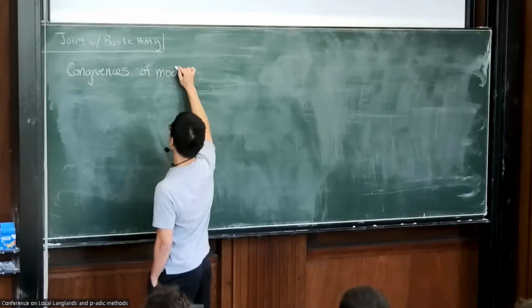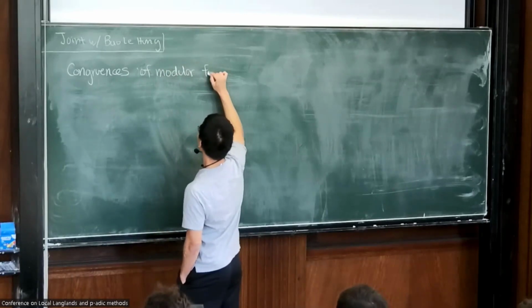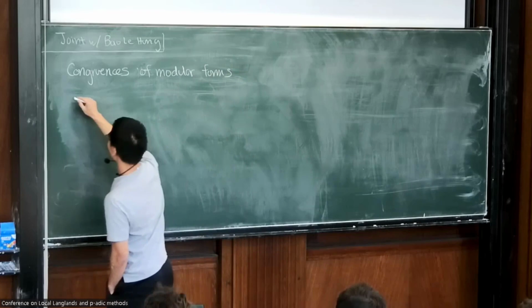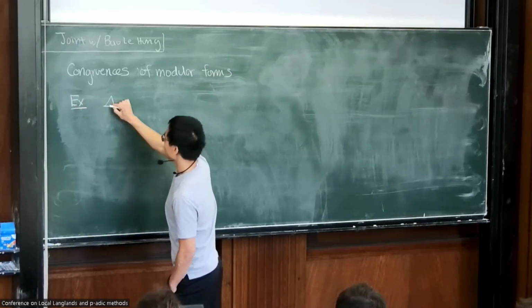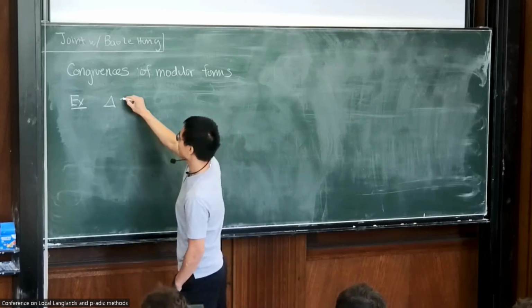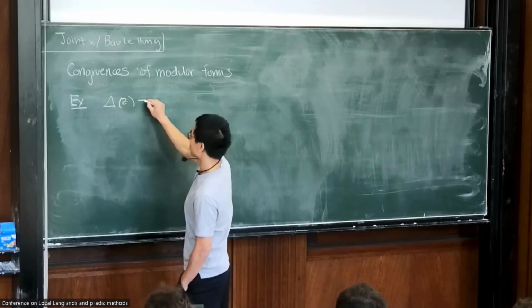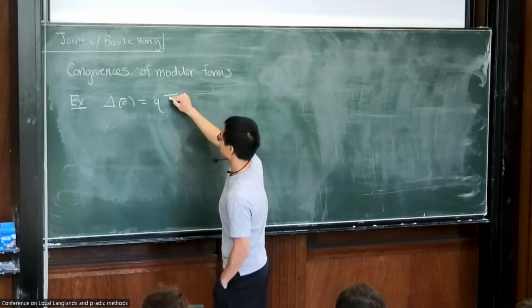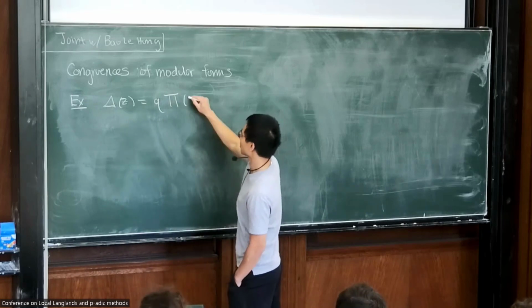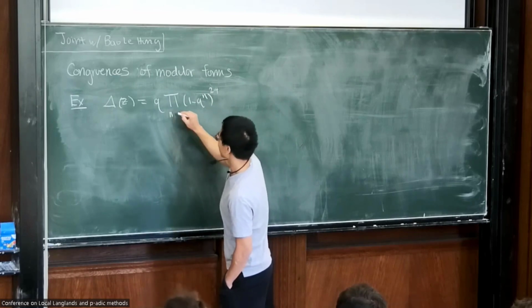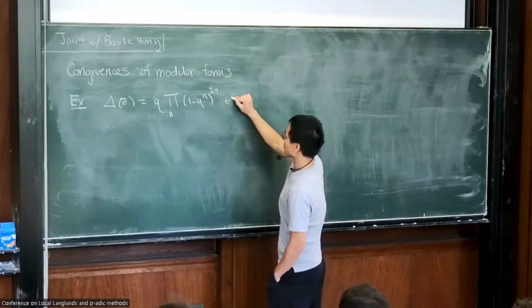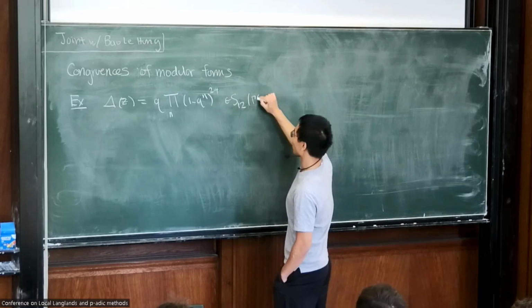So there's this old subject of congruences of modular forms. And here's an example. So let's take that first cusp form of level 1. This is sometimes called the delta function, and it has this explicit power series, a Q series, which looks like this. And this is in weight 12 and level 1.